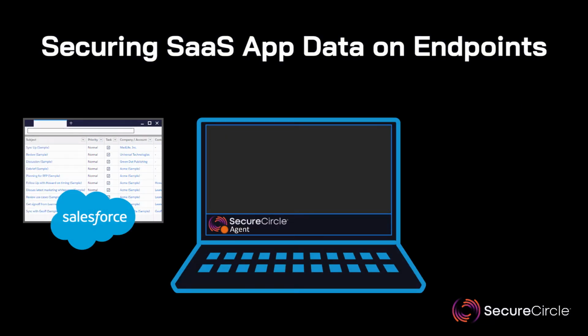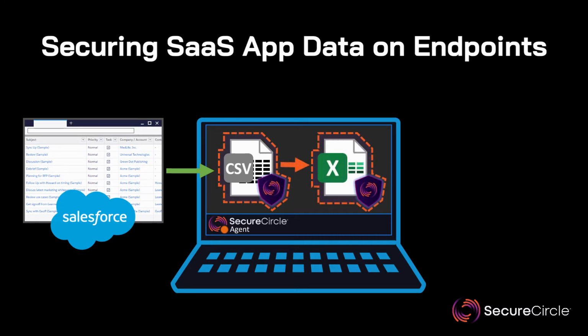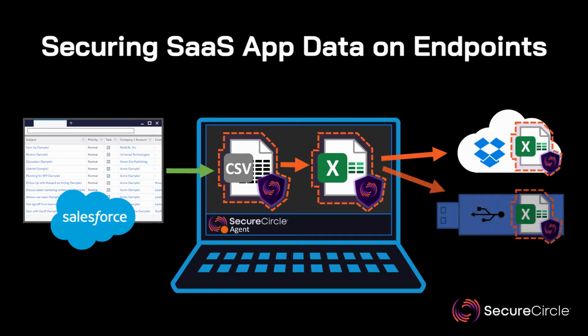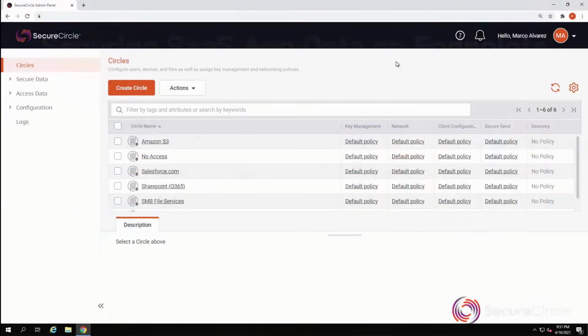In this demo, you will see how SecureCircle can be configured to automatically protect data coming out of SaaS applications, such as Salesforce, and protect data persistently even when protected data is moved to cloud storage services or removable media. With SecureCircle, securing SaaS data is simple.